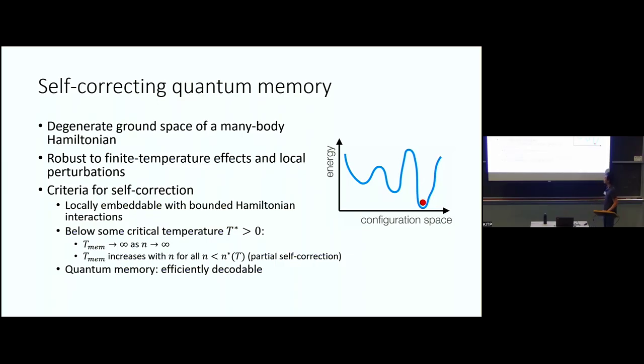So this is specifying what it means to have self-correction, but what does it mean for the information to be still stored in the system? So we want to have some way of recovering the information. And in general, this way of recovering the information may not be efficient. In that setting, we would still call it self-correction, but the decoding would not necessarily be good. But if the system is also efficiently decodable, then I will call those kinds of systems a quantum memory.